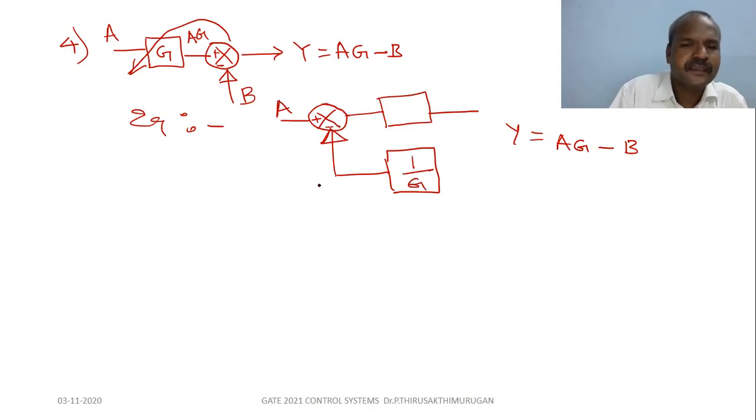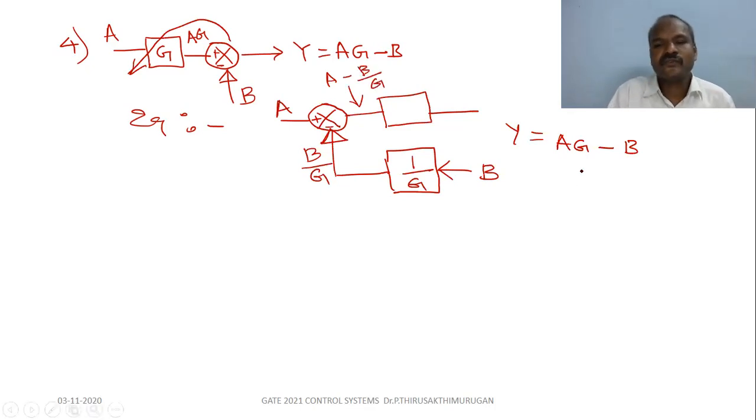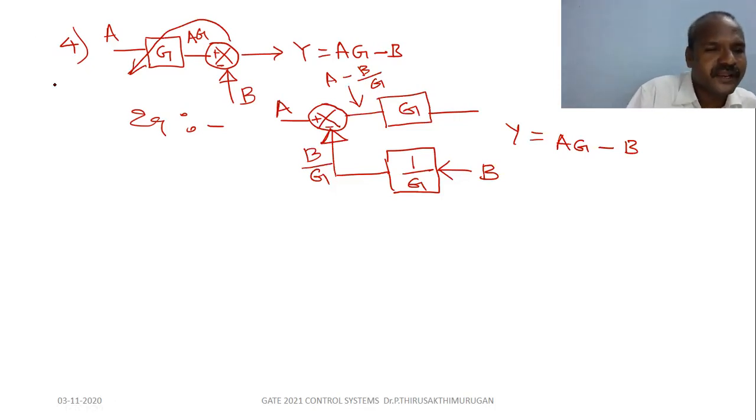1 by G. Then what you will get? We are giving the B value here, so we get B by G. So A minus B by G is available here. We should get AG minus B, so just simply put the G value here. If we multiply this with G, what is Y? A into G minus B by G into G, G cancels, minus B.